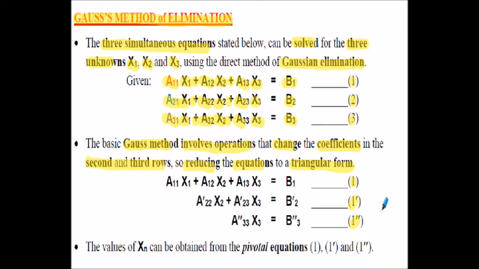From equation 1 double dash we will find the value of x3, we will put the value of x3 into equation 1 dash, and we'll find x2, and we'll put the values of x2 and x3 into equation 1, and we'll find the value of x1. So these xn values, in this case x1, x2 and x3, are obtained from what are called the pivotal equations, and 1 dash and 1 double dash are called pivotal equations. You'll see how they're derived in the examples we're going to review later in the presentation.